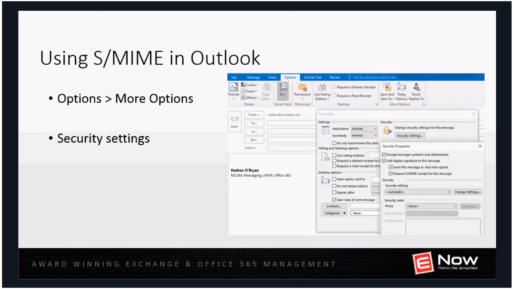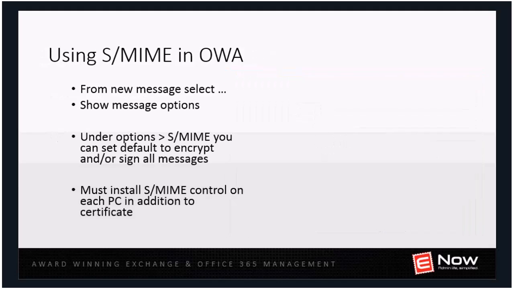Using S/MIME in Outlook. Here you can see if you go to Options, More Options, then you get Security Settings. You can check those boxes to encrypt messages or sign them. And you can use S/MIME in OWA as well.